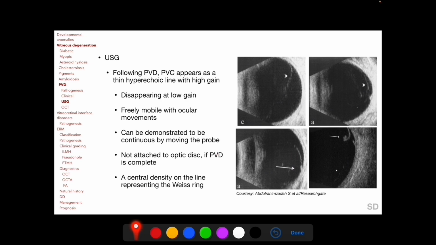If posterior vitreous detachment is complete, the detached posterior vitreous cortex will not appear to be attached to the optic nerve head. This is in contrast to a total retinal detachment, which remains attached to the optic nerve head.